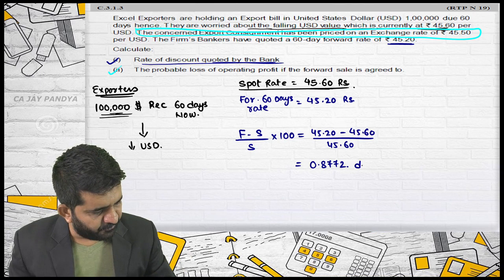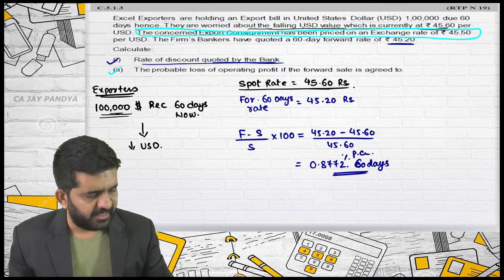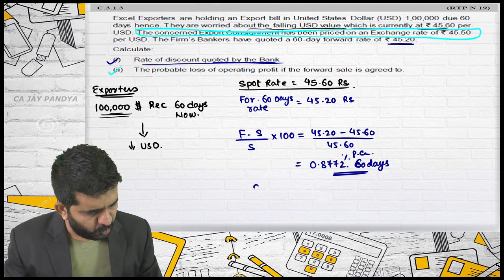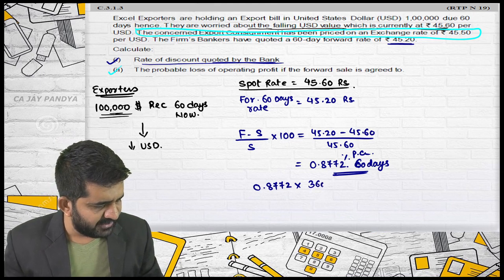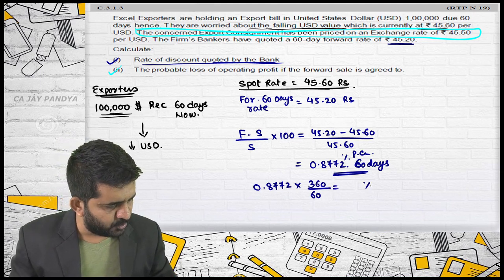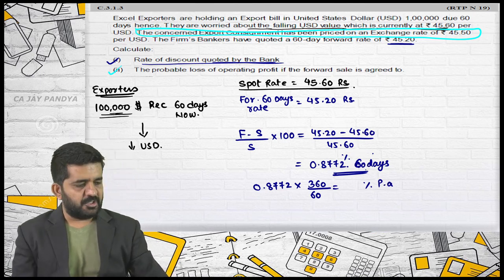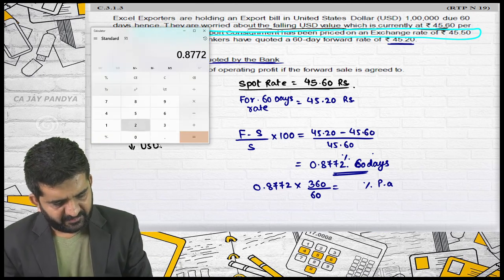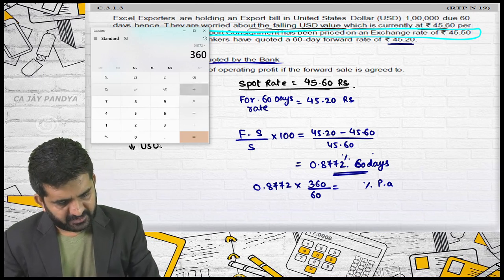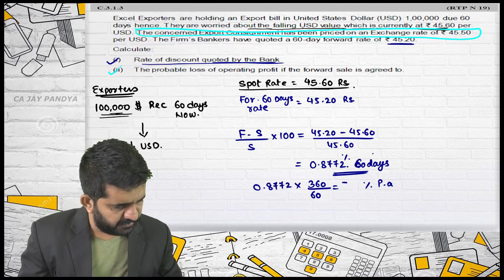But this is for 1 year? No, this is for 60 days. Percentage per annum for 60 days. I need to convert 0.8772 into 360 days divided by 60 days. This will be the answer of percentage per annum. This is not percentage per annum, this is percentage for 60 days. So what is percentage per annum? 0.8772 multiplied by 360 divided by 60. It is 5.26 percent.